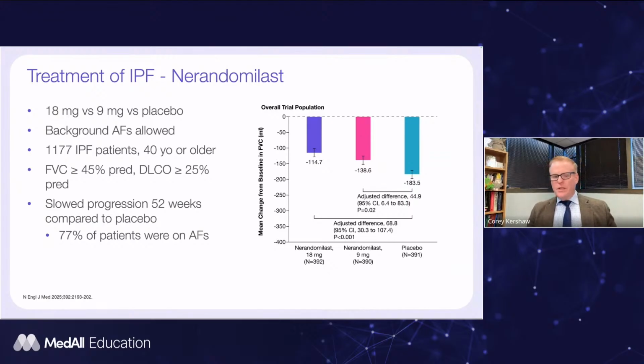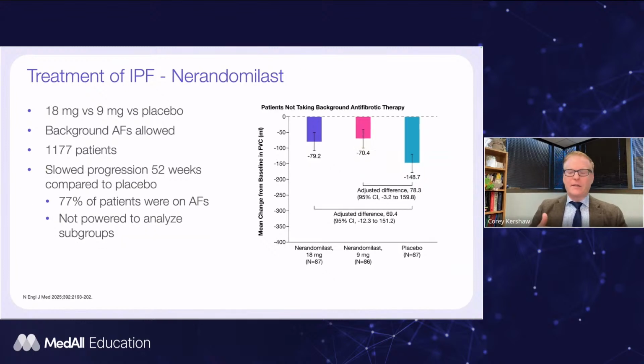One little wrinkle to the study, just because this is the world we live in today: most of the patients were already taking antifibrotics. 77% of patients were already on some antifibrotic, either nintedanib or pirfenidone. So what about the combination of therapy? First of all, the study was not powered to analyze subgroups. This is a common question: what if I take two medications at one time, nerandomilast plus something else? We cannot say with a high degree of certainty that two of the medicines together are better than one.